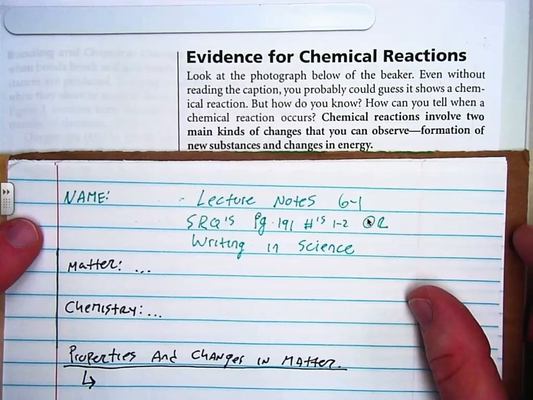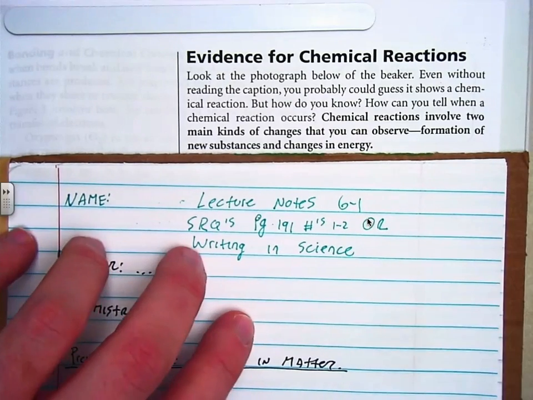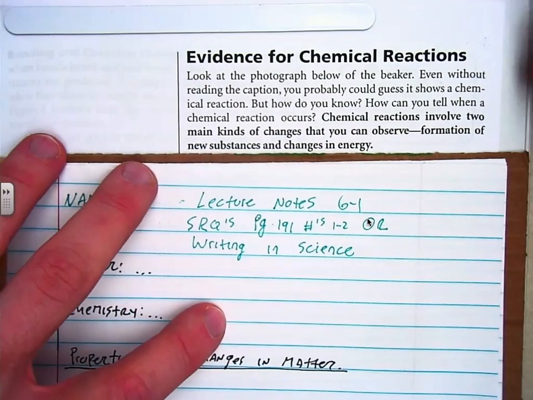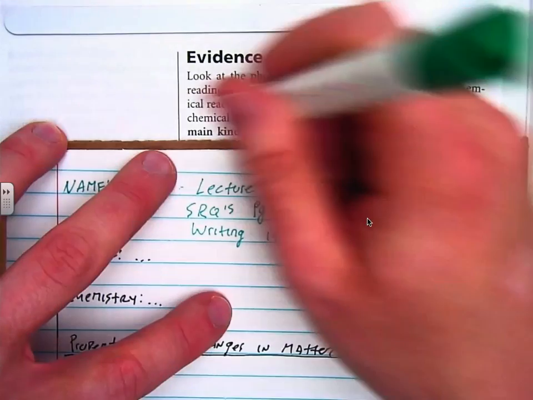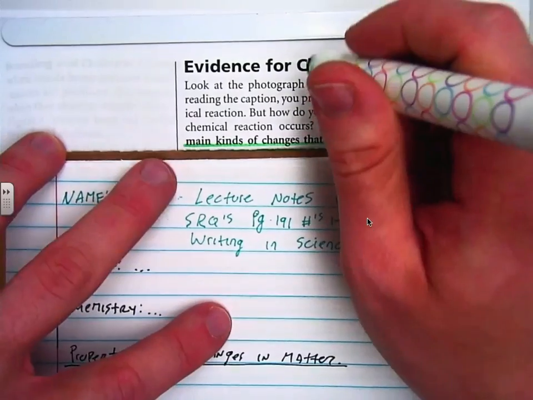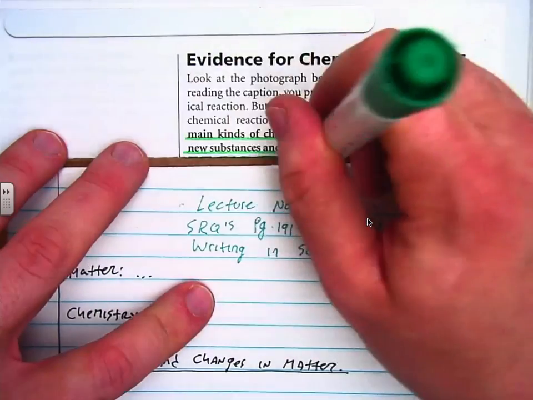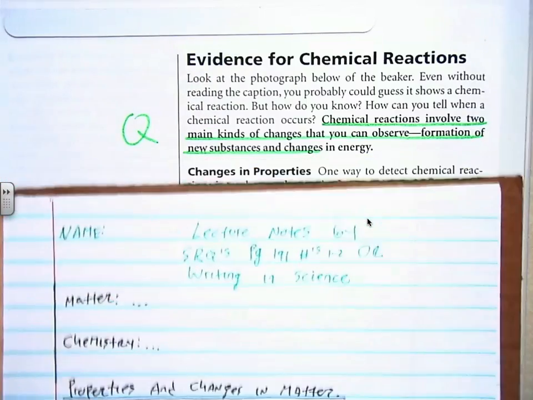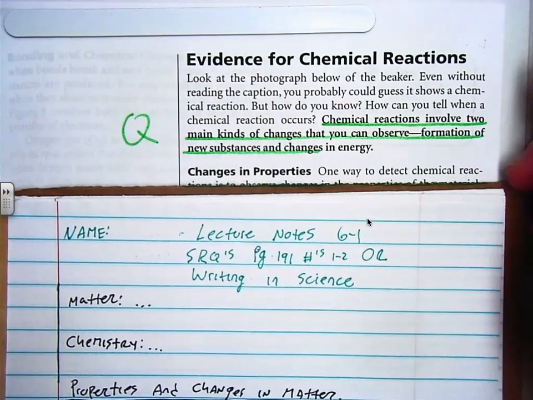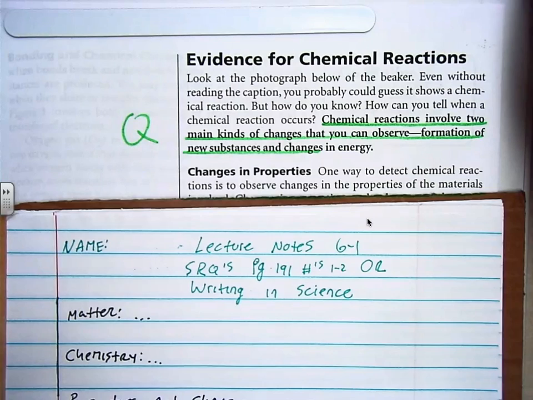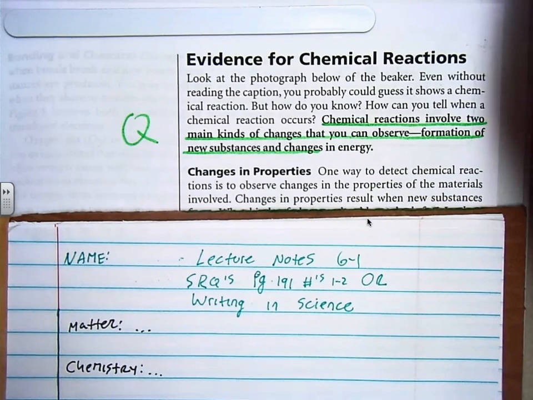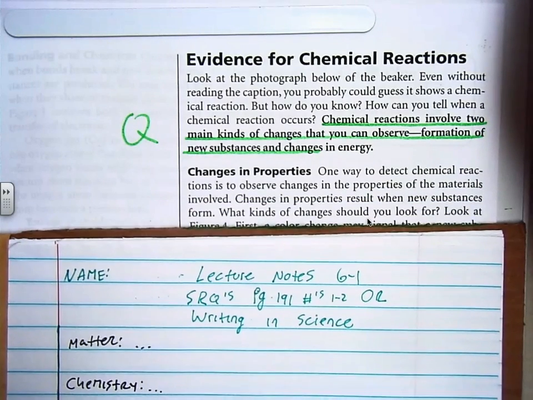Chemical reactions involve two main kinds of changes that you can observe: the formation of new substances and the changes of energy. Oh man, that looks like a good quiz question right there. Also a great vocab word. Changes in property. One way to detect chemical reactions is to observe changes in the properties of the materials involved. Changes in properties result when new substances form.